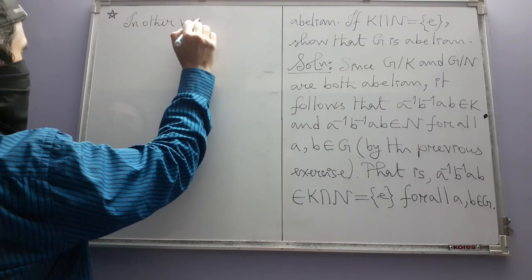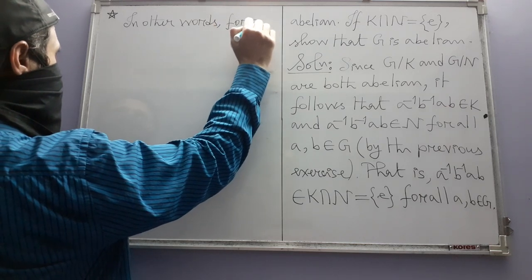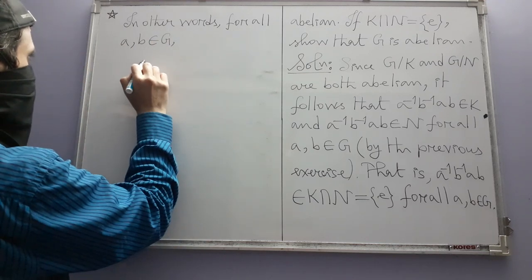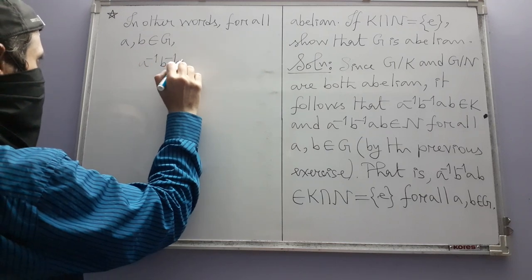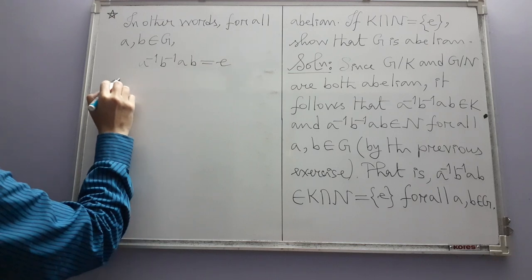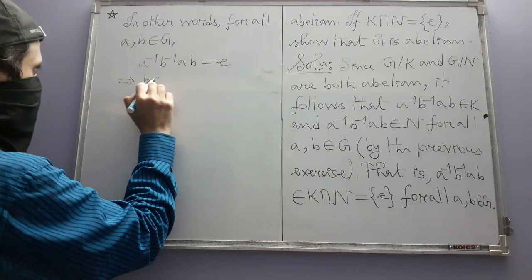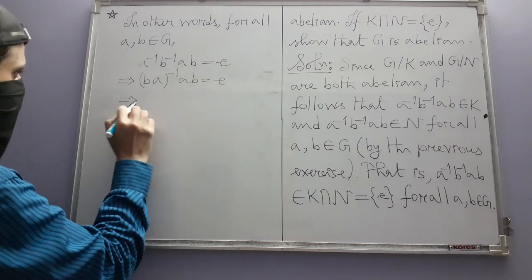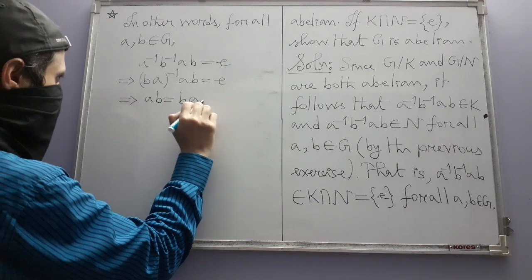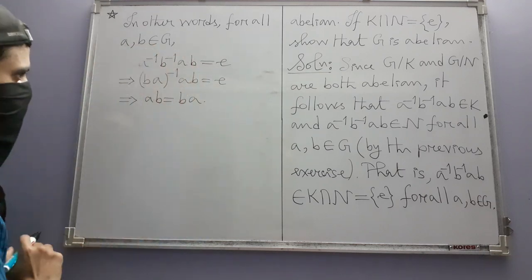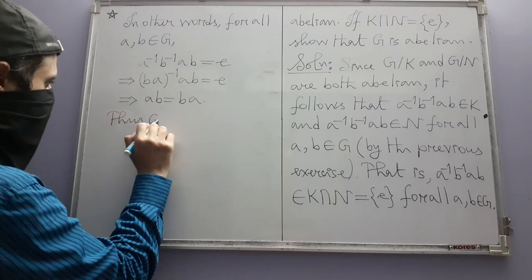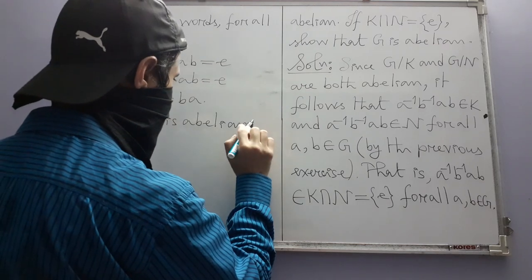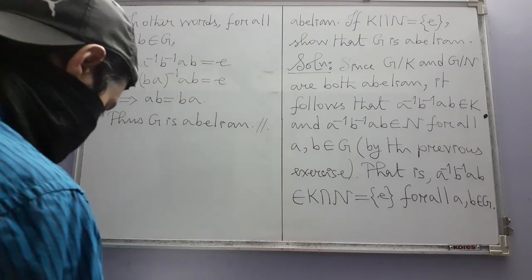In other words, for all A and B in G, A inverse B inverse AB is equal to E. So A inverse B inverse is the inverse of BA. And this equation now, of course, implies that AB is equal to BA, and which is true for all A and B in G. Thus, G is abelian. Okay, so that is the solution. This is not very long. Next.